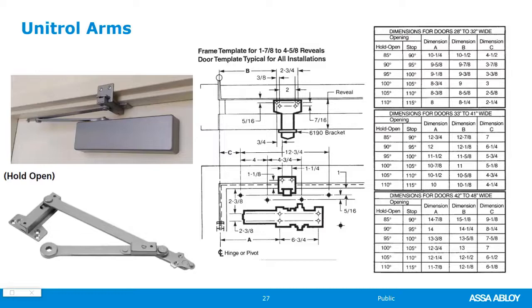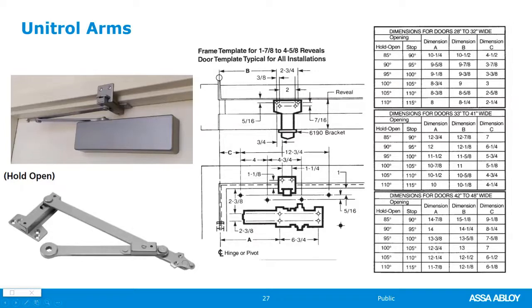We have a spring that helps to cushion the door when it goes to its full open. And then also this is the stop arm, or a hold open arm, I should say. And we need to know where we want it. So let's say we have a 32-inch wide door, and we want the hold open to go at 110 degrees and the stop at 115 degrees, then we need to follow these mounting dimensions.